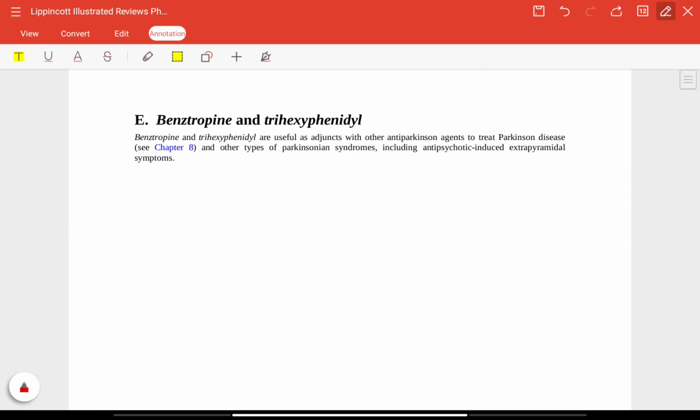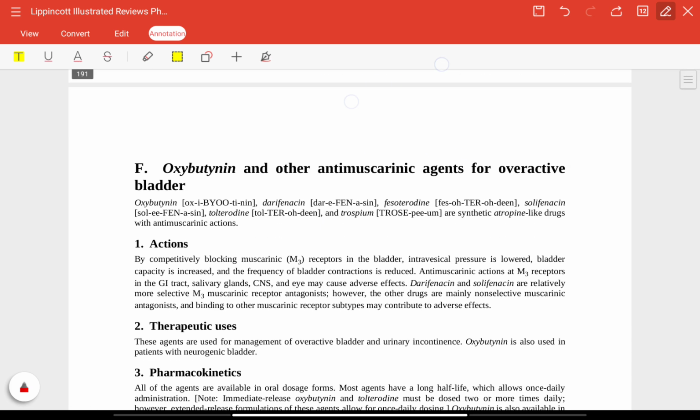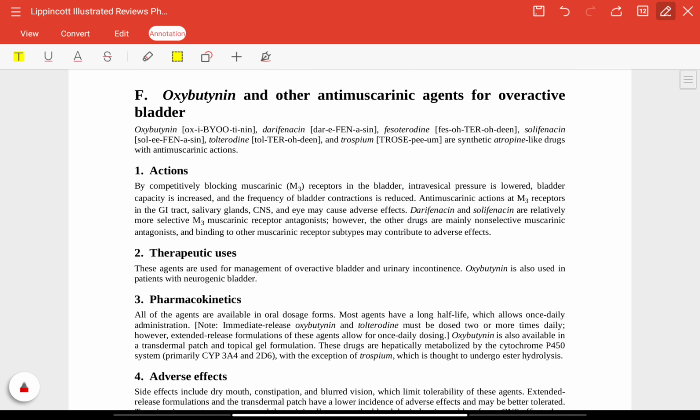Now benztropine and trihexyphenidyl. These are used as an adjunct therapy for the treatment of Parkinson disease. Now, oxybutynin and other antimuscarinic agents for overactive bladder.